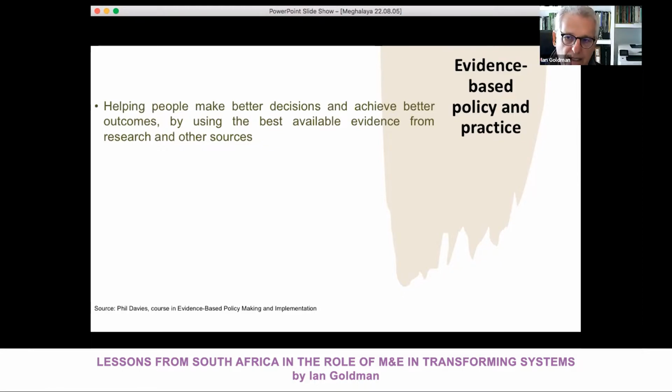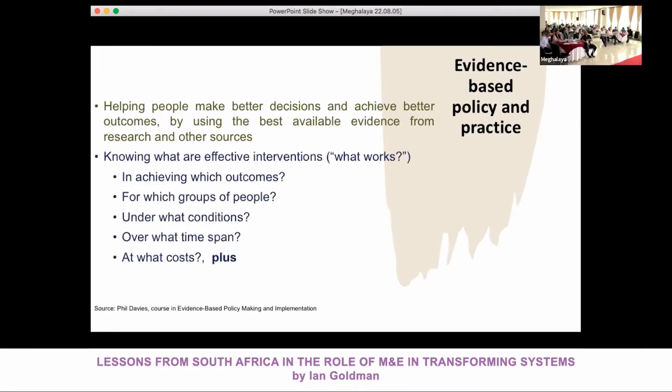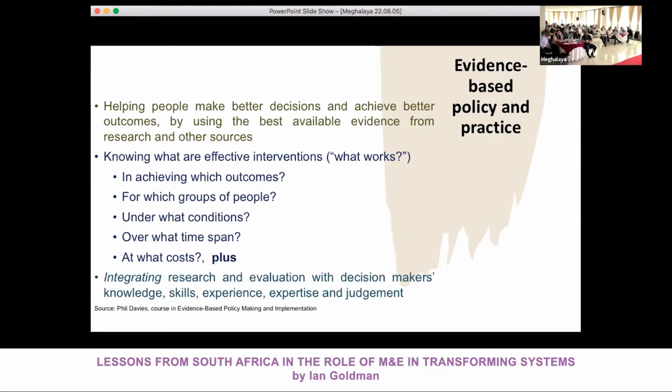And it's all here to try and help make better decisions and achieve better outcomes by using the best available evidence from research and other sources. And we need to understand what is effective, what works, and achieving which outcomes for whom, under what conditions, over what time span, at what costs. And we need to integrate research, monitoring, and evaluation evidence with decision makers' knowledge, skills, experience, expertise, and judgment, being realistic that evidence is only one of the factors that is taken into account when decisions are being made.